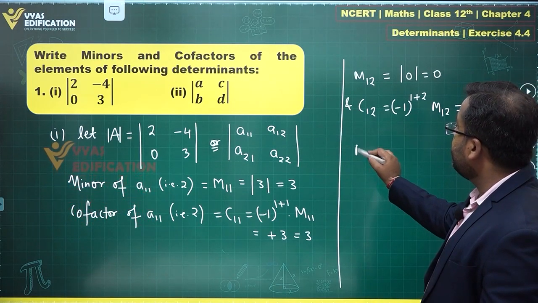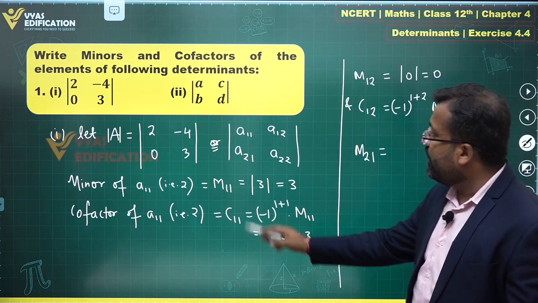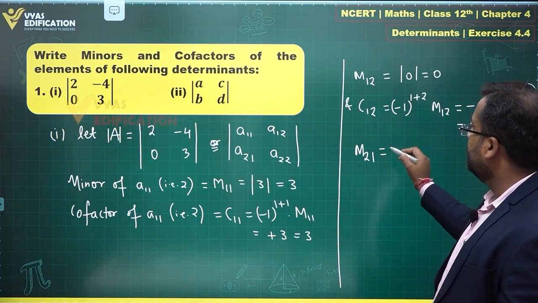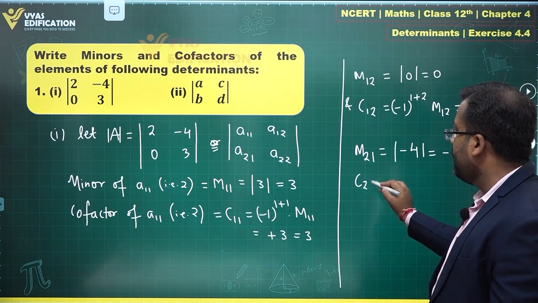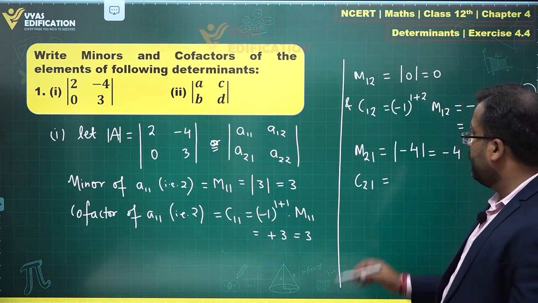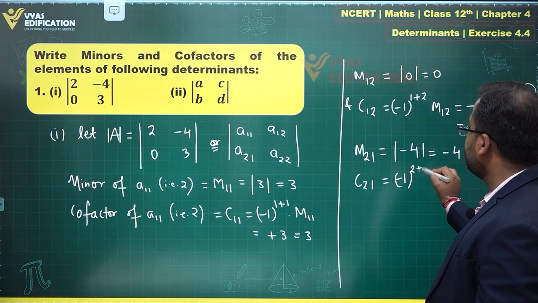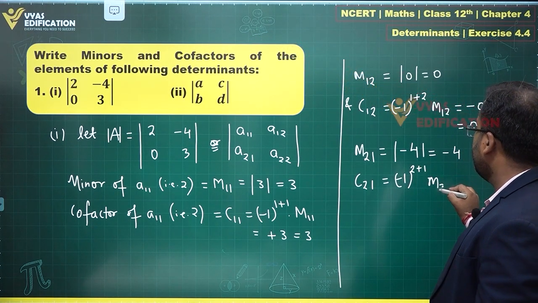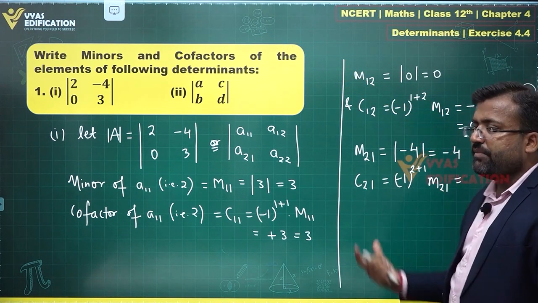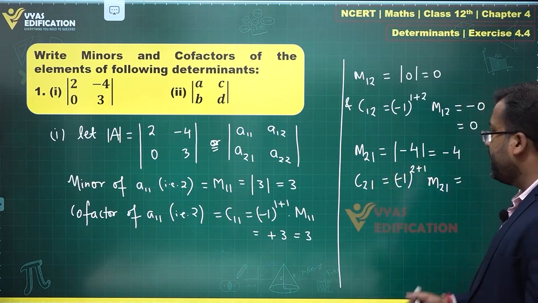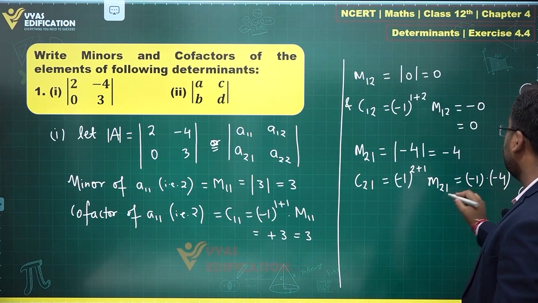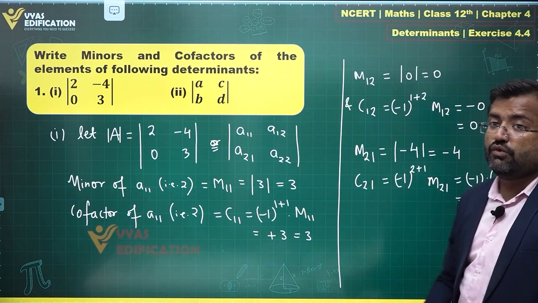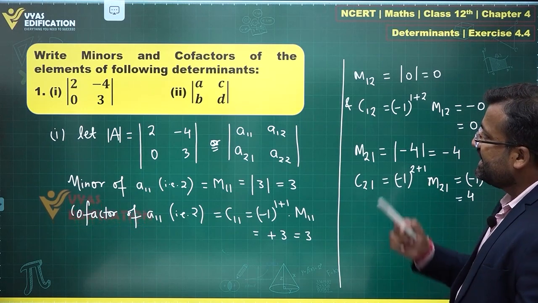And what else? M21 will be equal to what? M21 is this element 0. The minor will be determinant of -4, which is simply -4. C21 will be equal to what? C21 will be -1 power 2 plus 1 times M21, which is equal to -1 power 3. -1 power 3 is odd power, that is -1 times M21, which is -4. This will become equal to 4. C21 is simply 4.